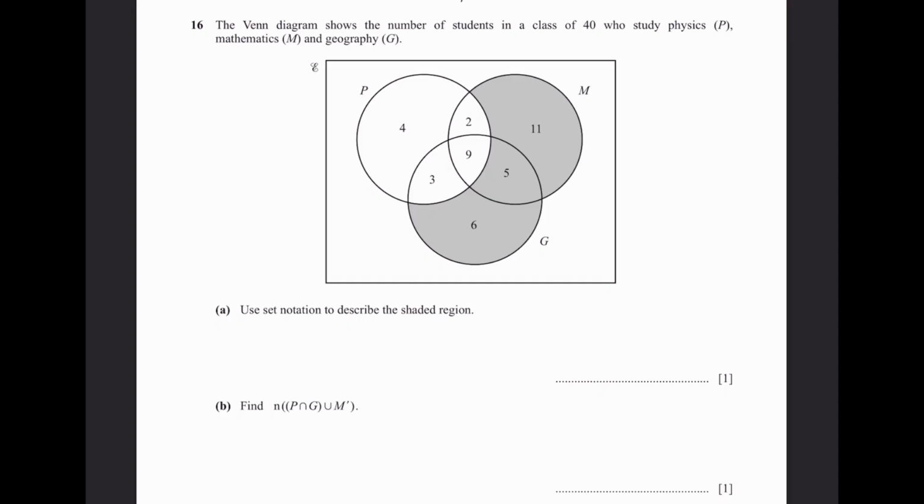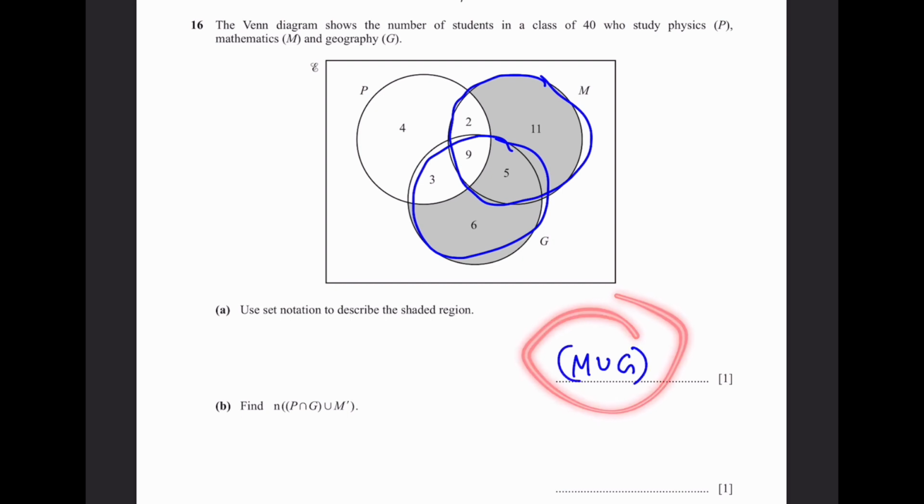Question 16. The Venn diagram shows the number of students in a class of 40 who study physics, mathematics, and geography. A. Use set notation to describe the shaded region. So we can see the shaded region is inside both M and G. So what helps us to say what's inside M and G? I'll mark that like this: M and G. That means M union G.